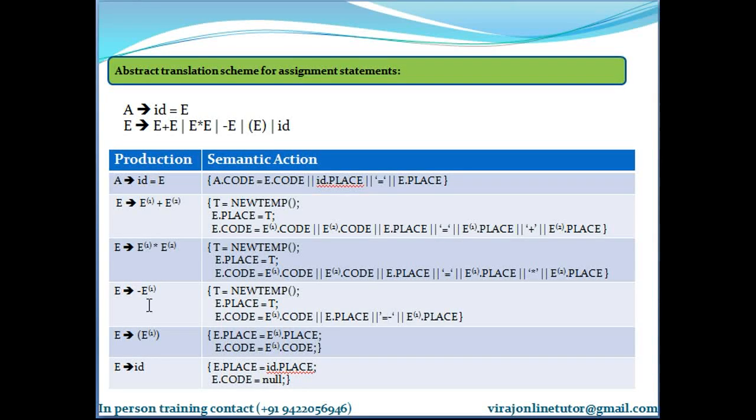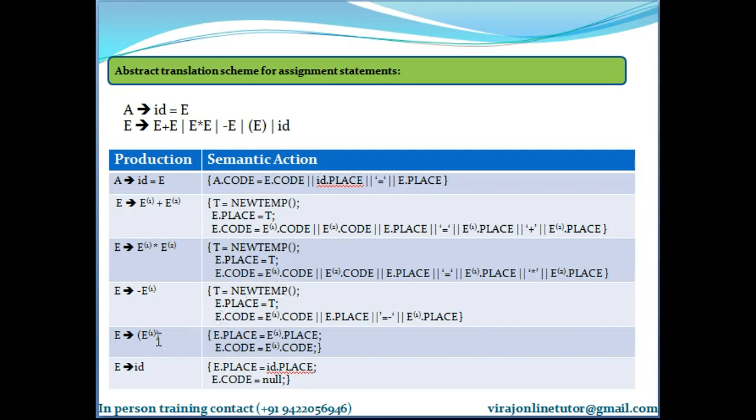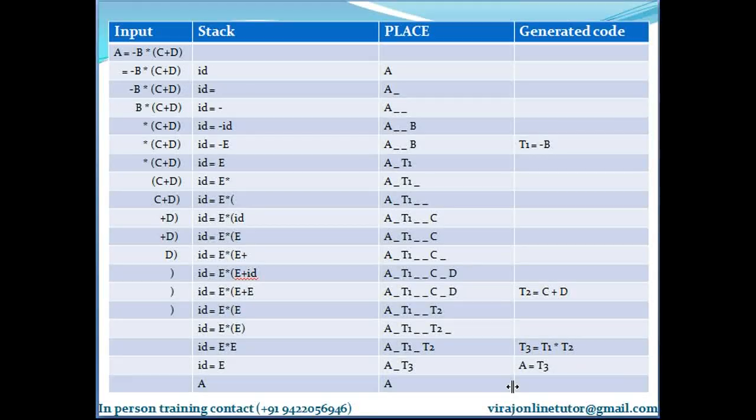The next is unary. I apply unary sign to the expression on the right and I save it into left. So E1 dot place, you apply minus sign and save it into E dot place. And over here, I directly assign values of E1 to E and ID to E. So there are no computations involved here. Okay. Now here I will show you all a trace of a syntax directed translation.